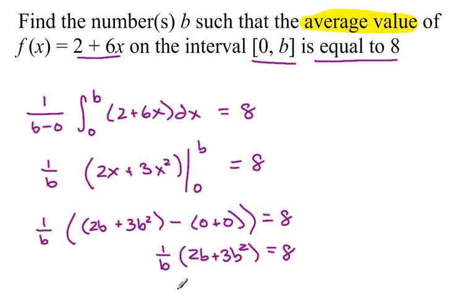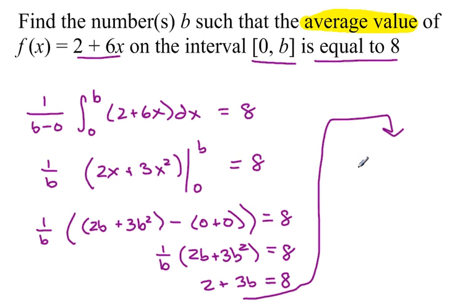Well, I can multiply out 1 over b. 1 over b times 2b is 2. And 1 over b times 3b squared is 3b, because one of the b's cancels. And that's equal to 8. And now I've got a pretty simple equation. To finish up, 3b equals 6 and b equals 2, and we have answered this question. That is the number b that is going to allow for an average value of 8.